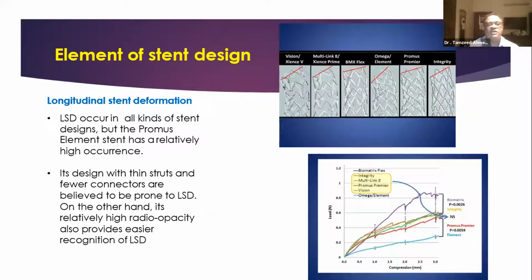longitudinal stent deformation. It happens in all kinds of stent design, but the Promus Element has a relatively high occurrence of longitudinal stent deformation. It is designed with fewer connectors, which are believed to be prone to LSD. On the other hand, its relatively high radio-opacity also provides easier recognition of longitudinal stent deformation.